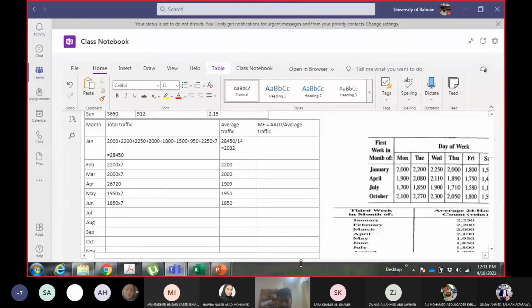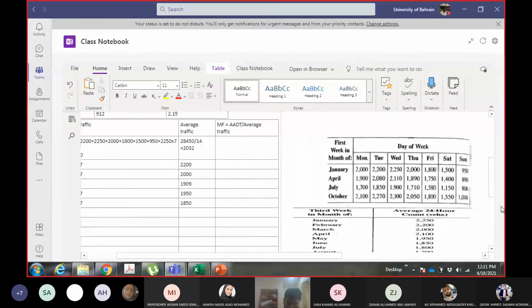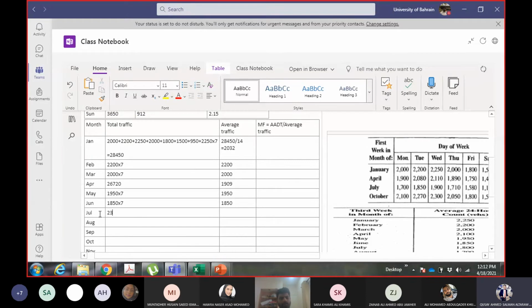Then for July again we have values in both the tables. Give me the total for July. 23290, and the average is 1664.